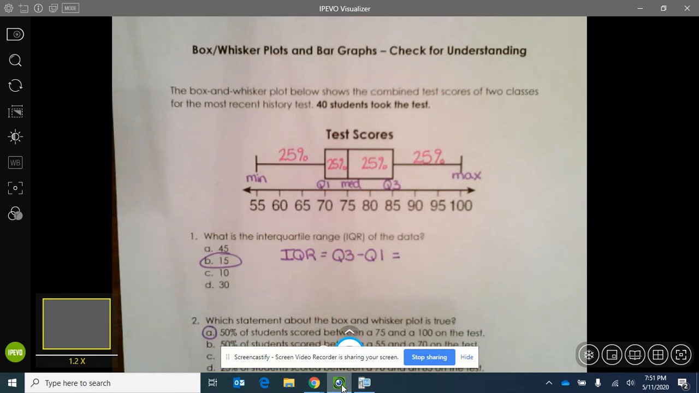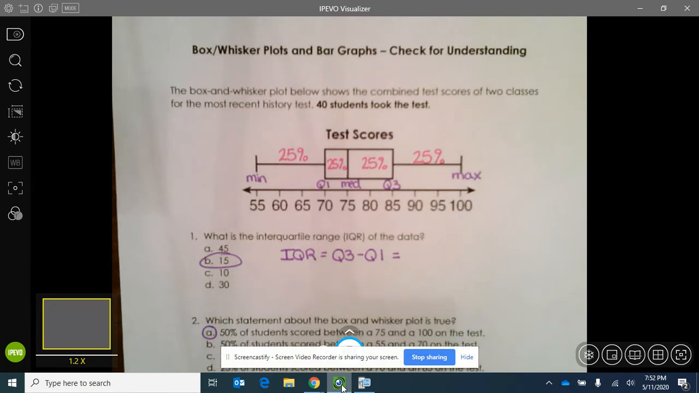Hi everyone, so you should have just completed a Check for Understanding Google form that had 5 questions on box and whisker plots as well as bar graphs. So we're going to take a little bit of time and go over those questions. I'm going to start with questions 1 through 3 in this video, and then in the next video we'll go over questions 4 and 5. So let's take a look at our first question.